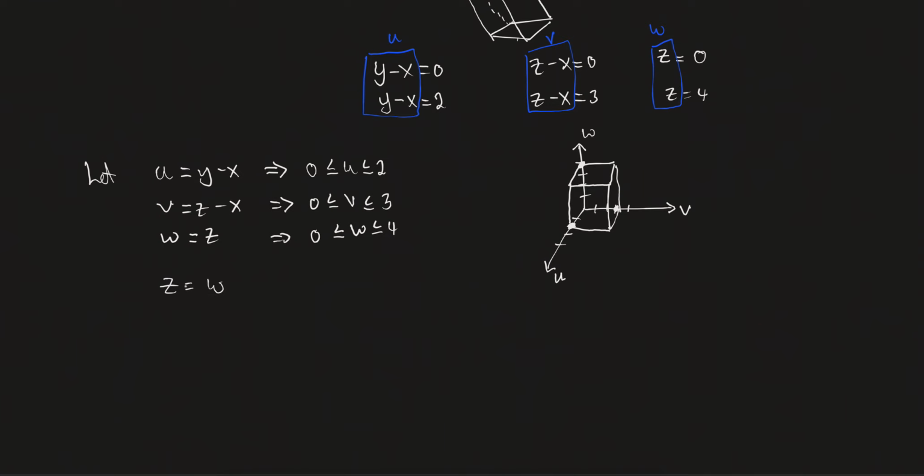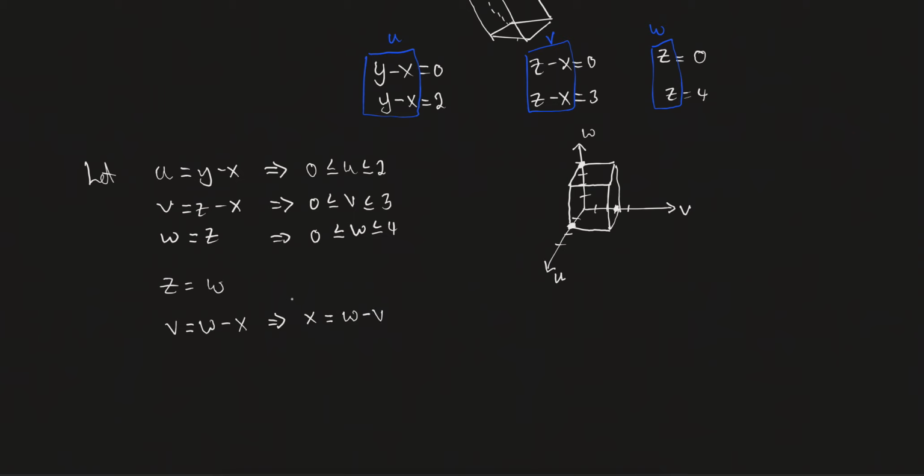And then what I can do is use a substitution and plug this into the second equation and replace z with w. So if I do that, the second equation looks like this: v equals w minus x. And if I solve this for x, let me write it over here, I'll get that x is equal to w minus v. Just doing a little bit of algebra there.